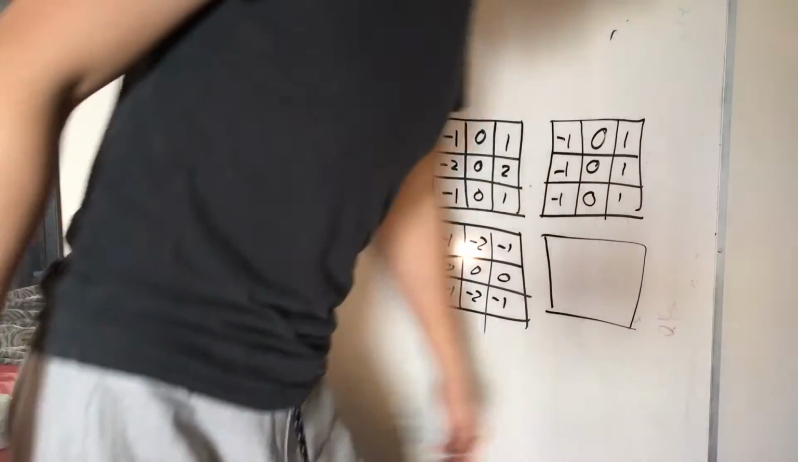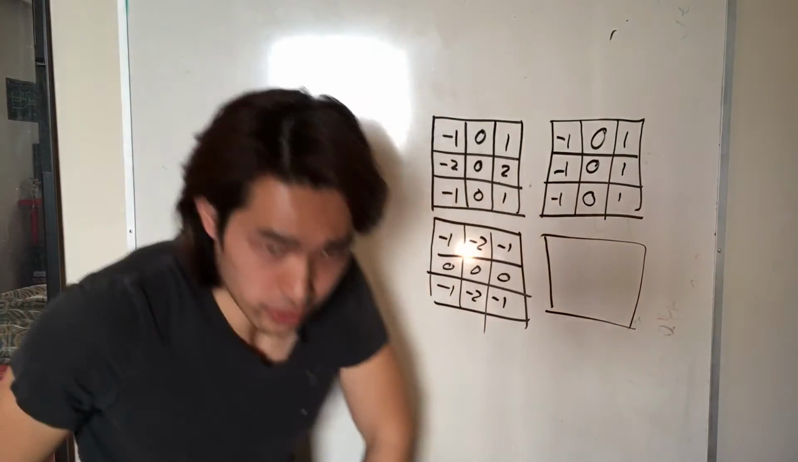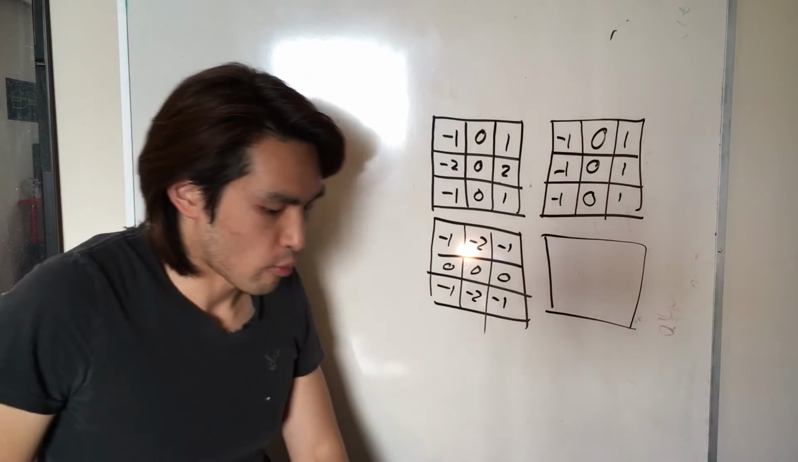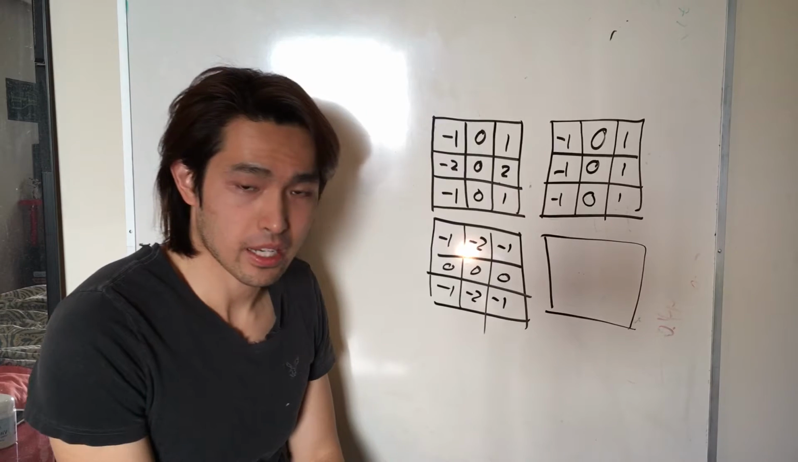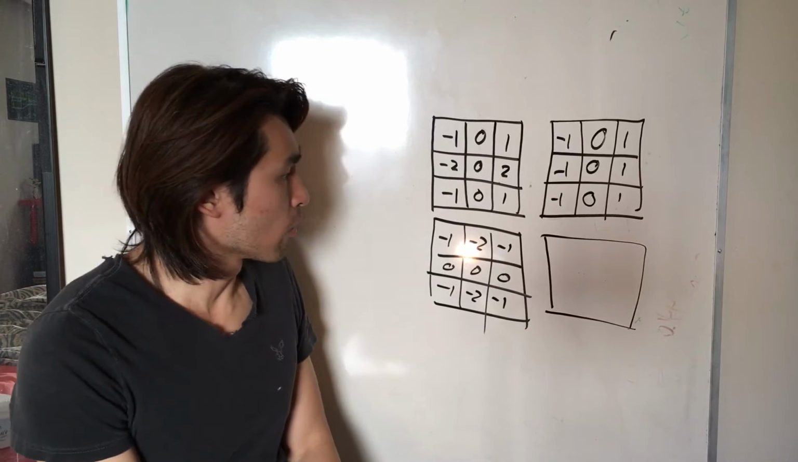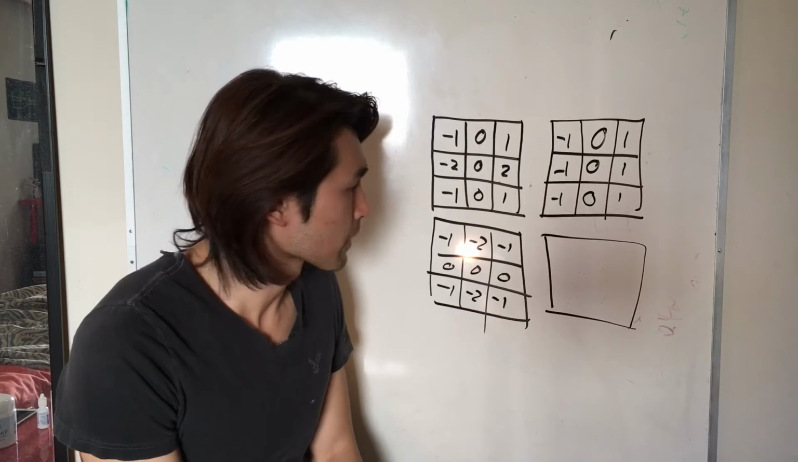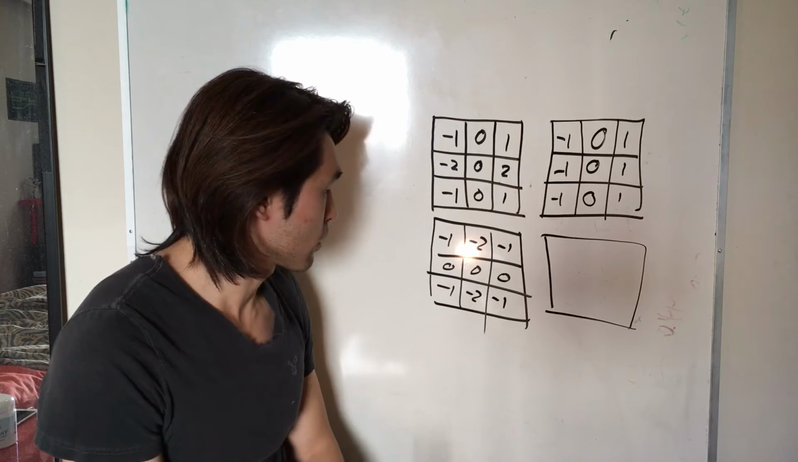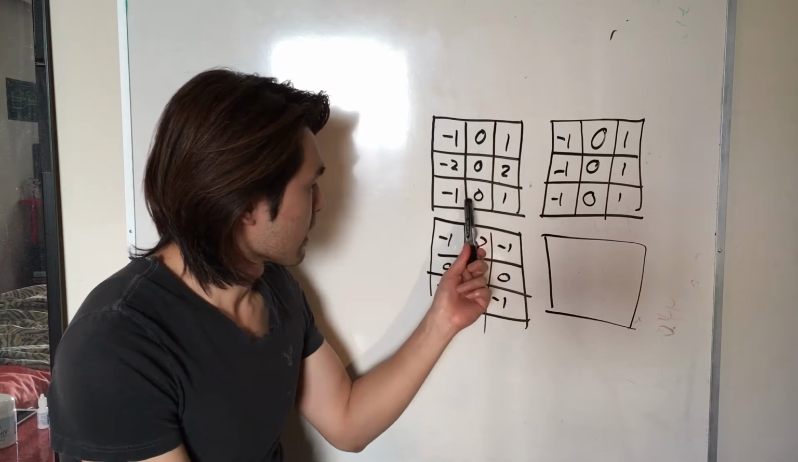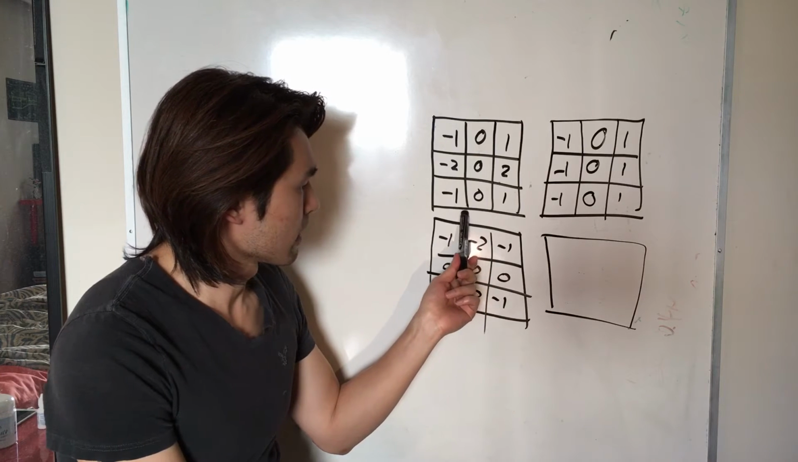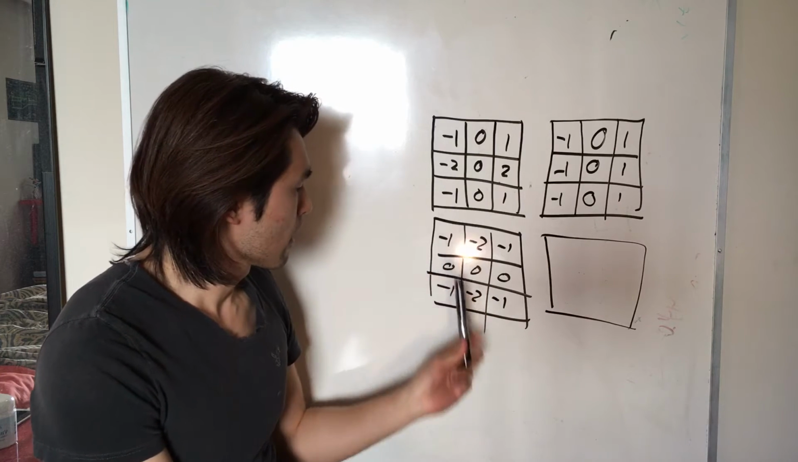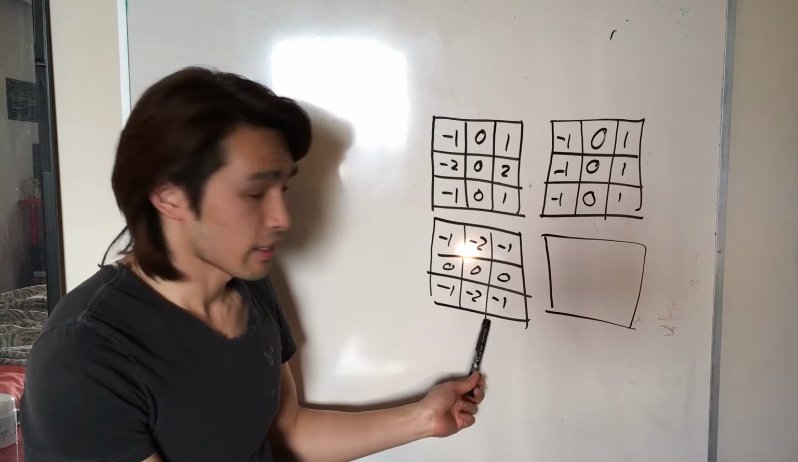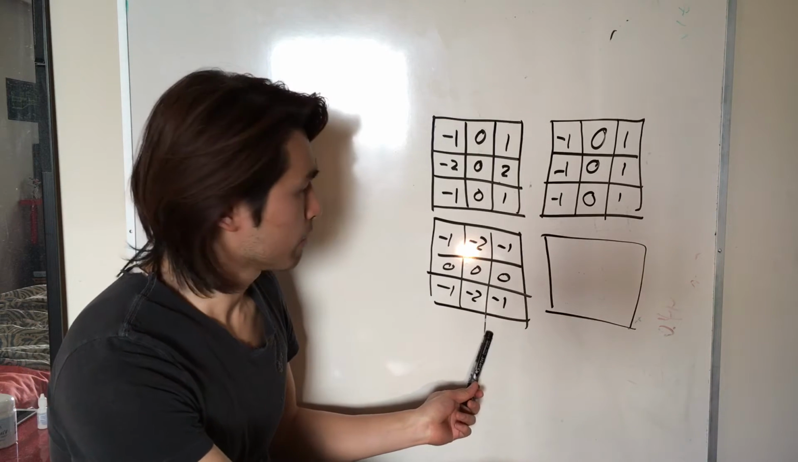So in the previous video, we talked about edge detection by finding the gradient of the image. And we find the gradient of the image by applying either the Sobel or the Prewitt operator. And these are what the kernels look like. This is a Sobel operator in the horizontal direction. And this is a Sobel operator in the vertical direction.